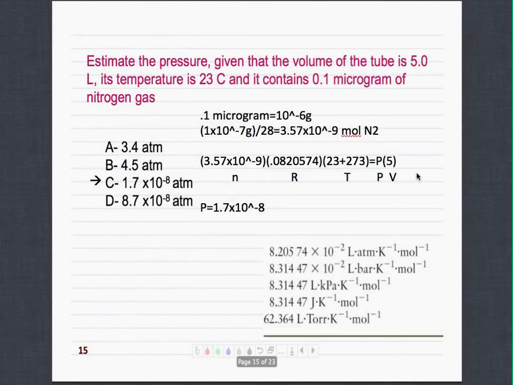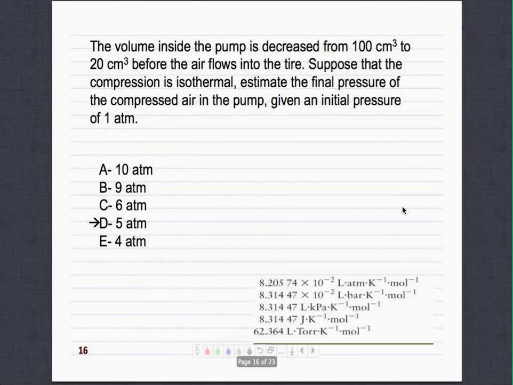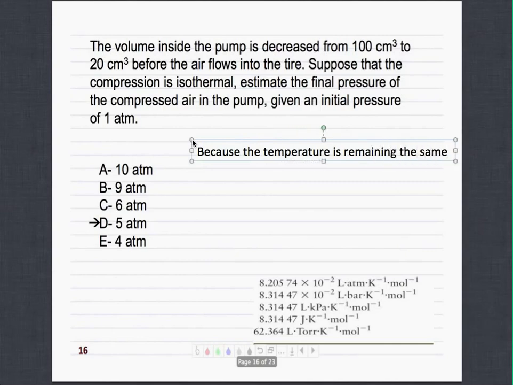Now we're going to do another one. The volume inside the pump is decreased from 100 cubic centimeters to 20 cubic centimeters before the air flows into the tire. Suppose that the compression is isothermal. I think we talked about isothermality during chapter 5. That means at the same temperature, because iso means equal, thermal means temperature. Estimate the final pressure of the compressed air in the pump given an initial pressure of 1 atmosphere.